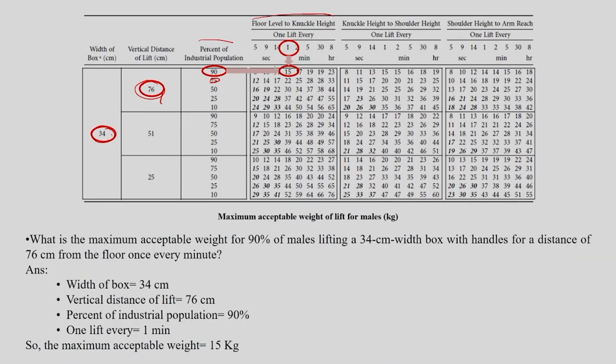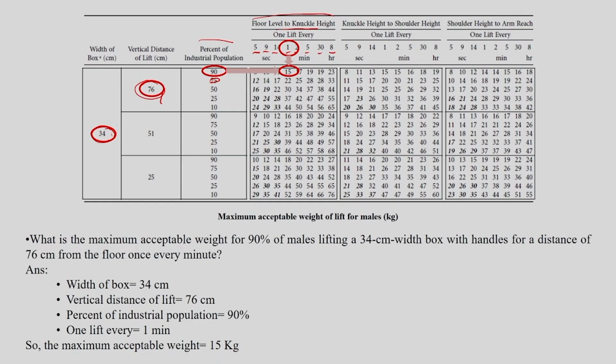Fine. Now, let us understand the level, floor to knuckle height, and then one lift for how many? So, repetition. This is for within 5 seconds, 9 seconds or 14 seconds, or 1 minute, 2 minutes, 5 minutes, or 30 minutes, or 8 hours, within 8 hours.